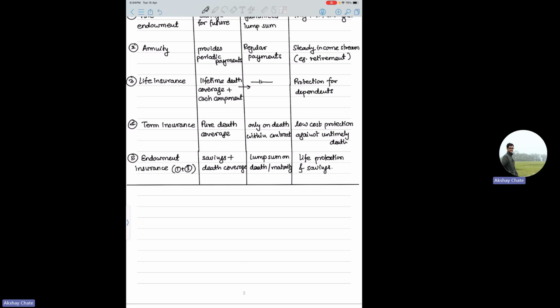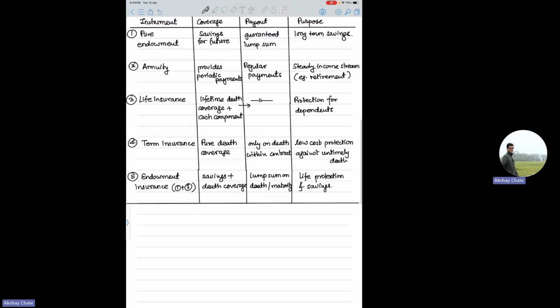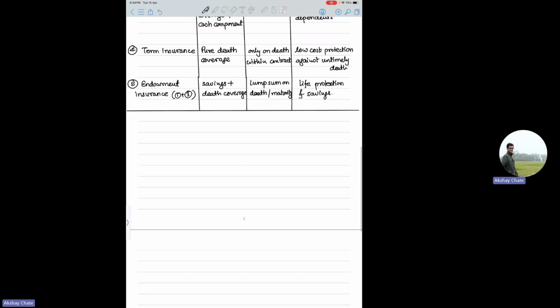So different kinds of policies are there. And apart from these things, there are some things called health insurance, vehicle insurance, property insurance. But those are for a particular instrument or for a particular purpose. Okay, so these are different types. So first of all, you should understand the difference between them.